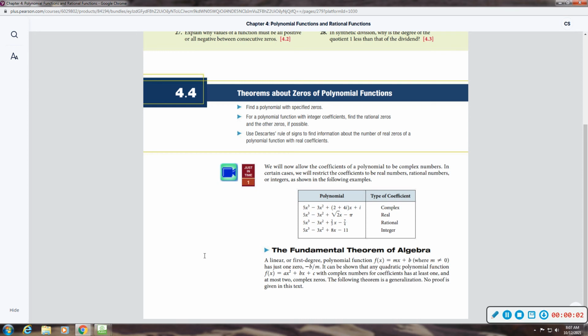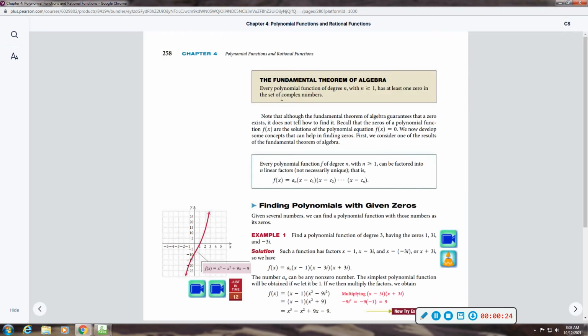All right, today we're going to be looking at section 4.4, and it's talking about theorems about zeros and polynomials. The fundamental theorem of algebra is listed here. That's something that you might see quite a bit moving forward if you take a lot more math classes. So the fundamental theorem of algebra, here's a little definition. Every polynomial of degree n, with n being bigger than 1, has at least one zero in this set of complex numbers. Okay, and the complex numbers could be any real number or any imaginary number.